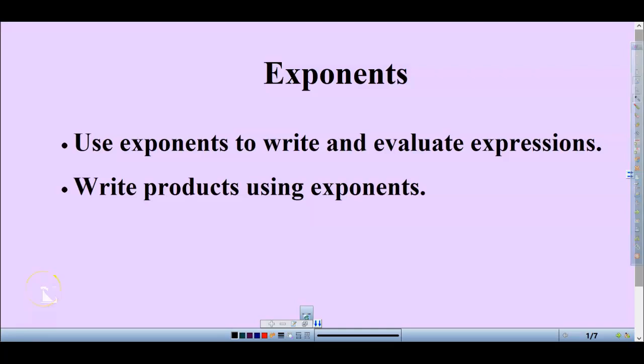We're going to learn how to use exponents to write and evaluate expressions, and also how to write products using those exponents. So let's go ahead and get started.